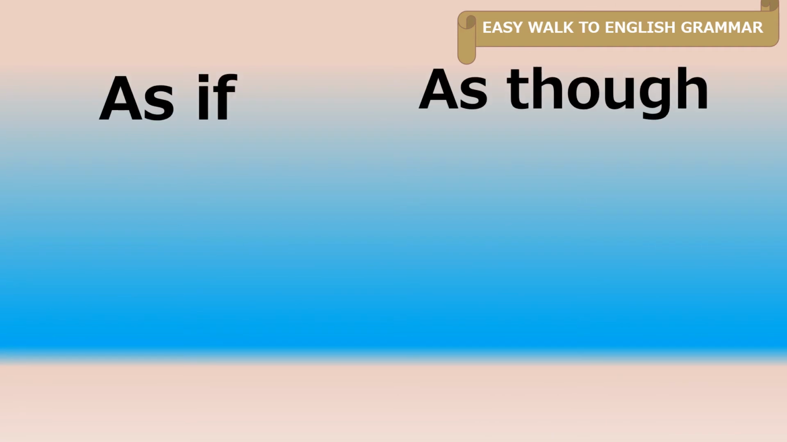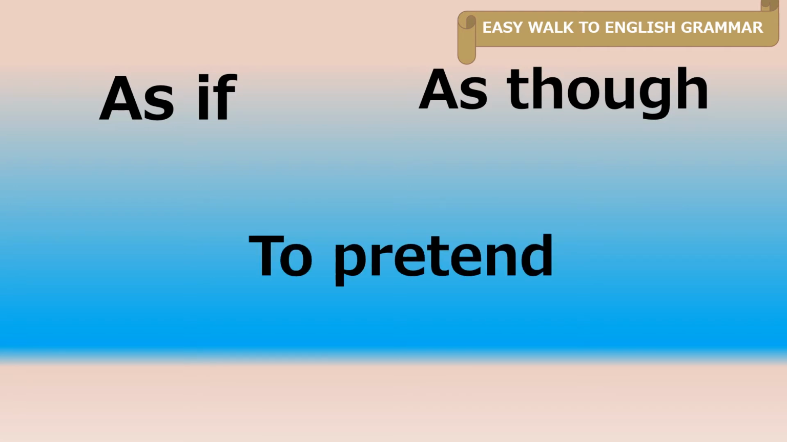Now let's look into the meaning of as if and as though once more. As if and as though mean to pretend as somebody else or something else. What does it mean? We can pretend as something or someone else which is entirely different from our own self. That's the meaning of as if and as though. Got it?